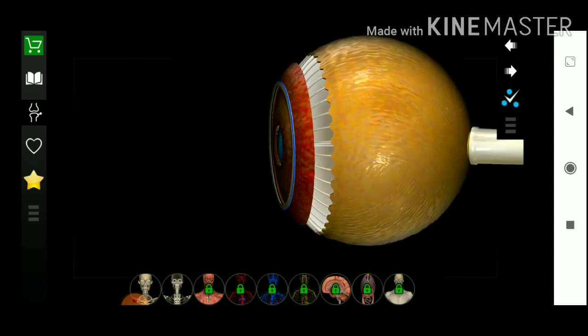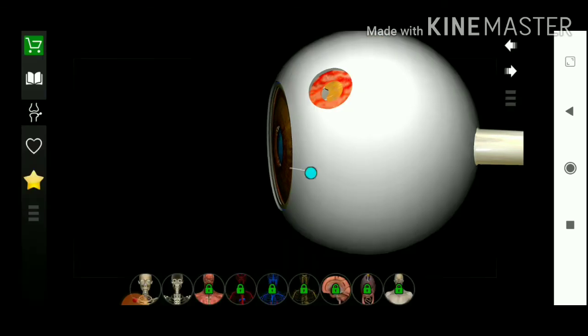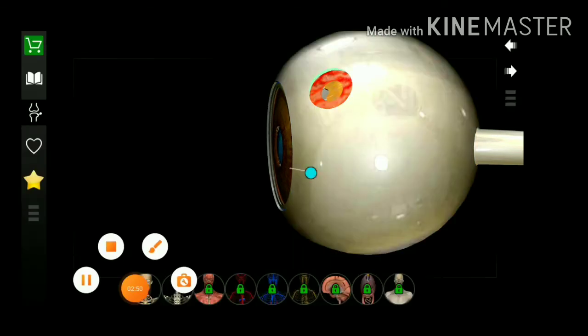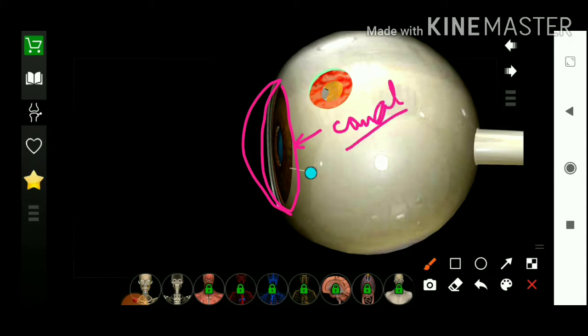You see that before the removal, this sclera continues forward with the cornea. So behind the sclerocorneal junction, we have the canal of Schlemm, and this is actually known as the corneal limbus.